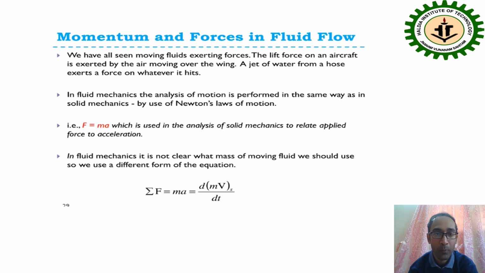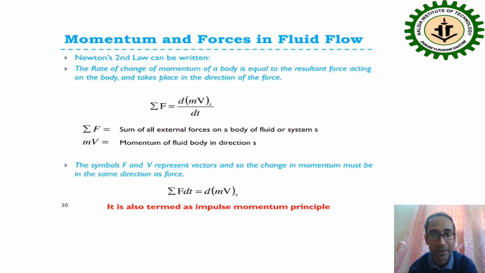Now the momentum and forces in fluid kinematics. This is a different topic. We can say the summation of F follows Newton's second law. The summation of F equals m into a, so we can say d of mv by dt. So it becomes the momentum force for a fluid. Summation of F means the sum of external forces on a body or fluid system, and mv equals the momentum of the fluid. So summation of F into dt equals d of mv. It is termed the impulse momentum principle.